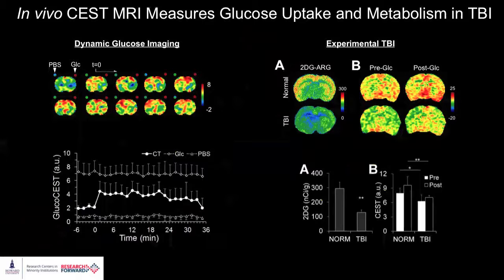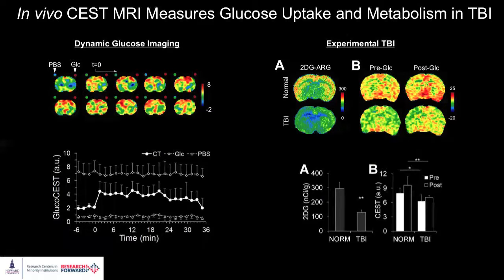We performed a dynamic glucoCEST experiment on the rat. You can see it's very sensitive in showing the effects of glucose injection and capturing real-time uptake of glucose in the brain. We saw a clear uptake profile immediately after glucose injection, and then the brain gradually consumed this glucose after 30 minutes.